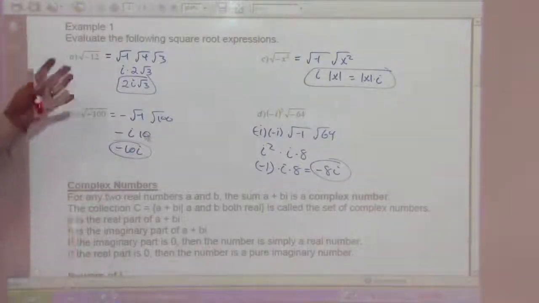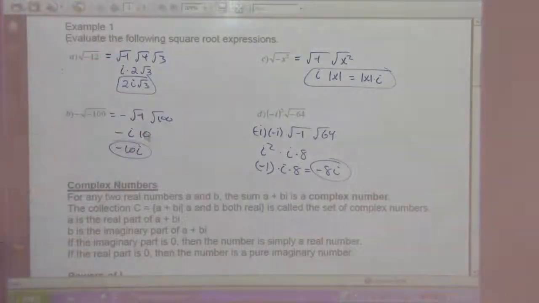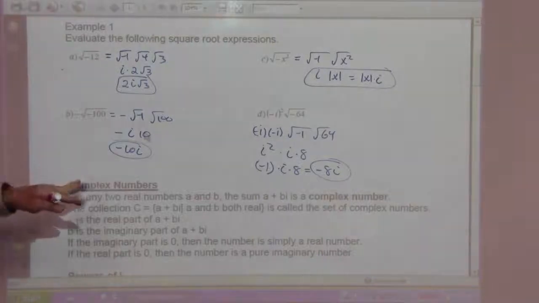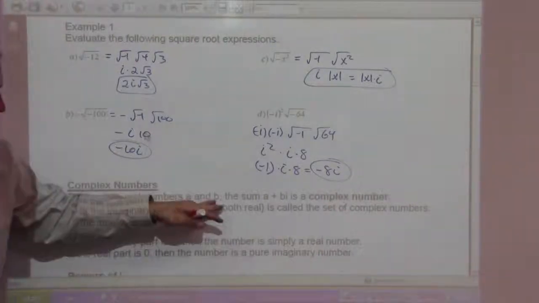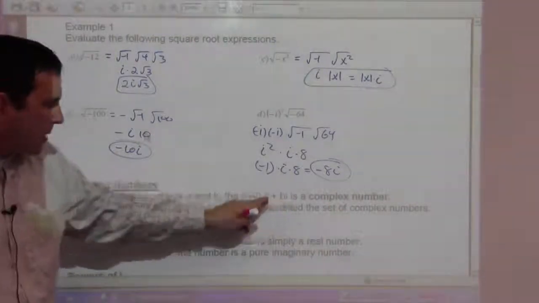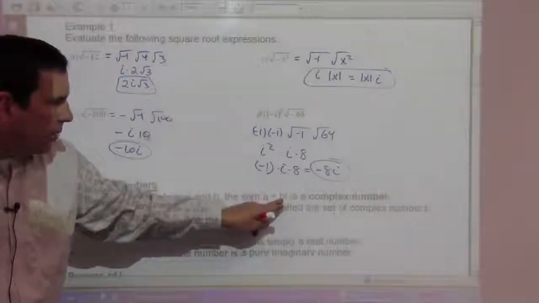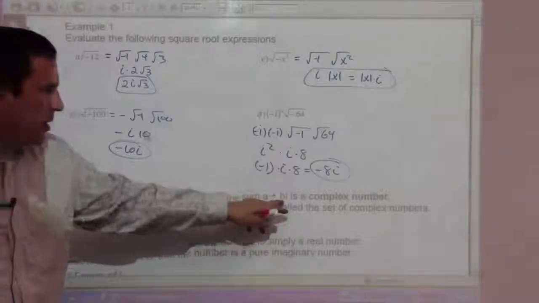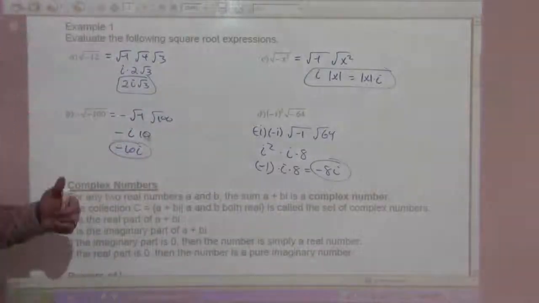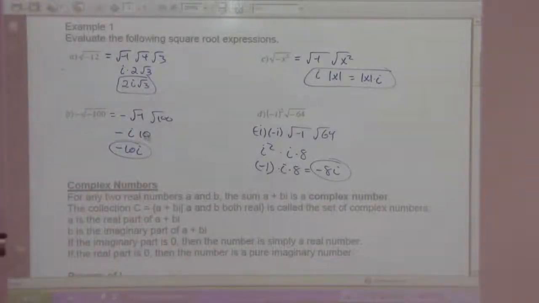Complex numbers. Now we talked about imaginary: when it has an i, it's an imaginary number. For any two real numbers a and b, the sum a plus bi is the sum of a real and an imaginary number, because once we put that i there, b times i is imaginary. That is a complex number. It's a combination of real and imaginary.